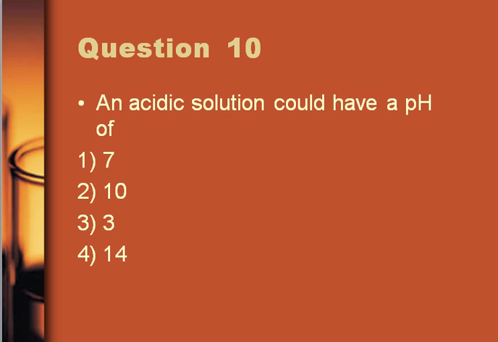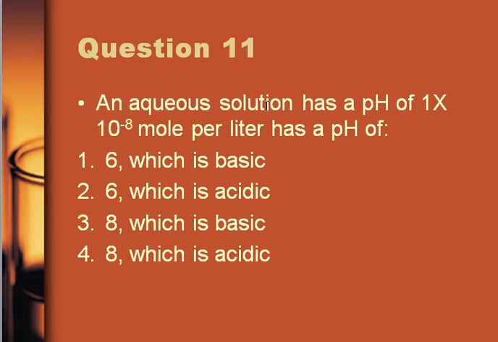And last, an acidic solution could have a pH of, same idea. Oh, that's the same one. Hold on one sec. Okay. An aqueous solution has a pH of 1 times 10 to the negative 8. If it's 1 times 10 to the negative 8, you just make that exponent the value of the pH. So the pH would be 8, and 8 is above 7, so that means it's a base. So the answer to this question would be choice 3.